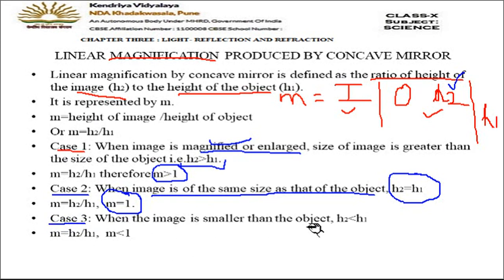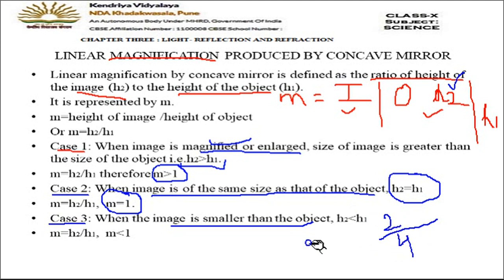When the image is smaller than the object, the image formed is smaller than the object. That means H2 is smaller than H1. Suppose I take 2 by 4, just an example I am giving you. That means H2 is smaller than H1.